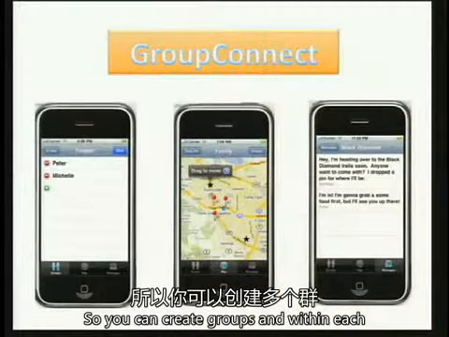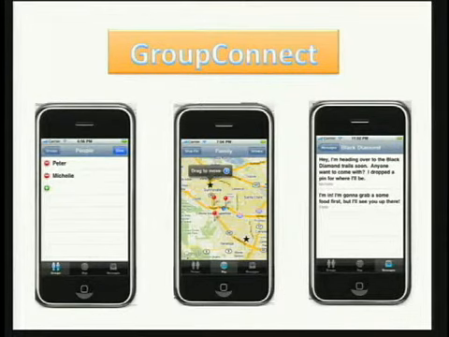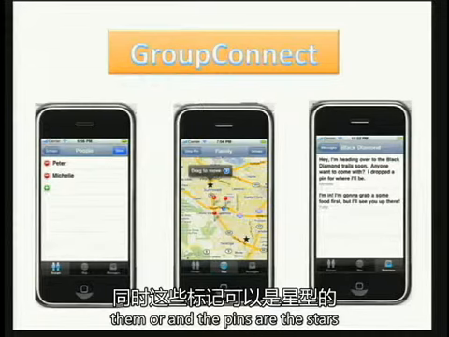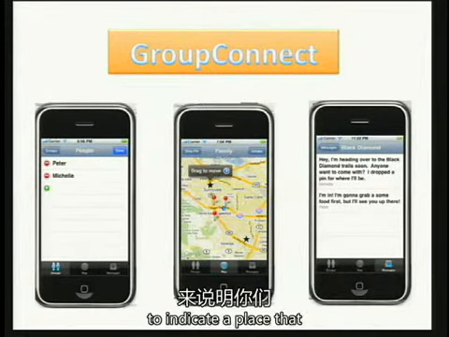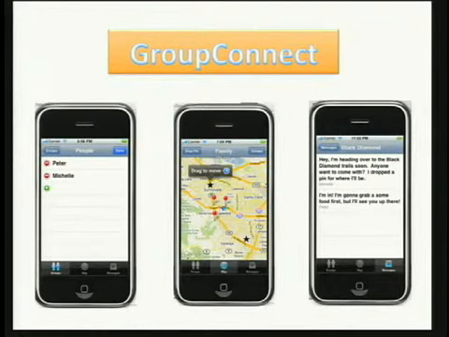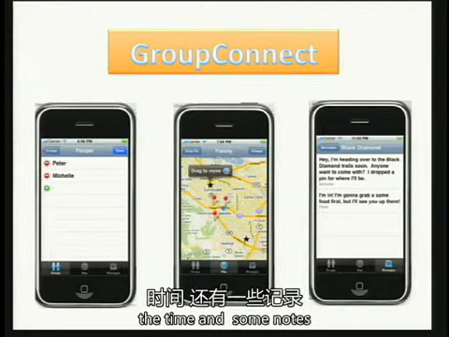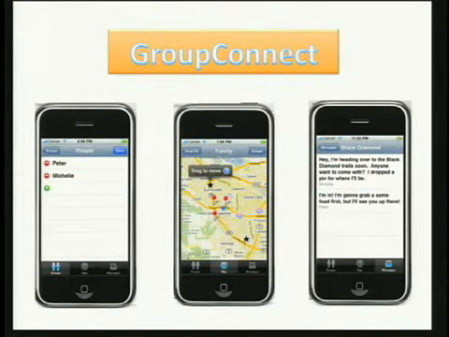So you can create groups, and within each group you can add people. Then on the map view you can see these people, and you can drop pins and move them. The pins are the stars, and you can move those around the screen to indicate a place that you want to meet up at. Within each pin, you can specify the name, the time, and some notes. So you can put down Starbucks, 3 o'clock, I really need caffeine after this ski trip.